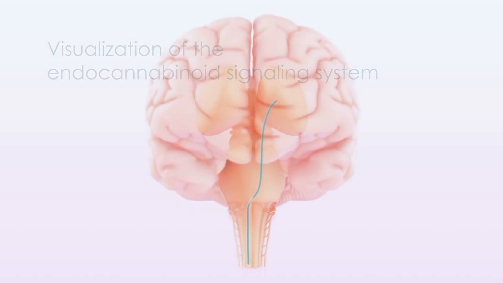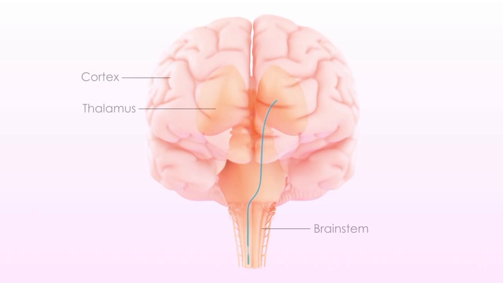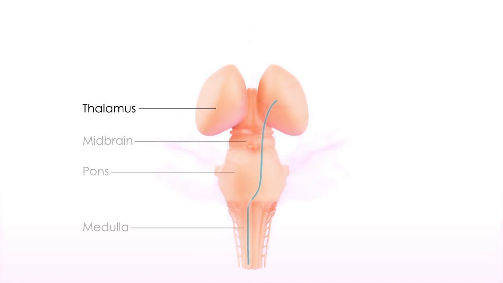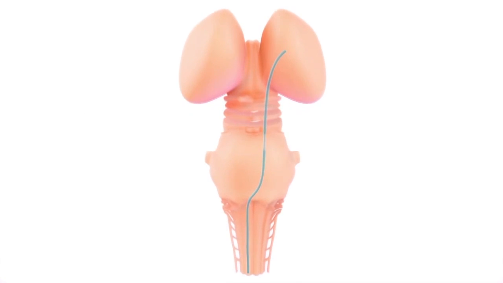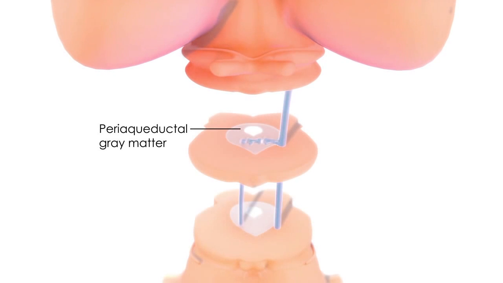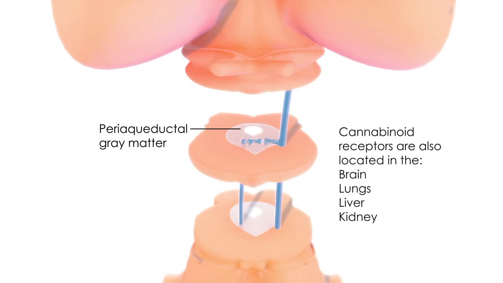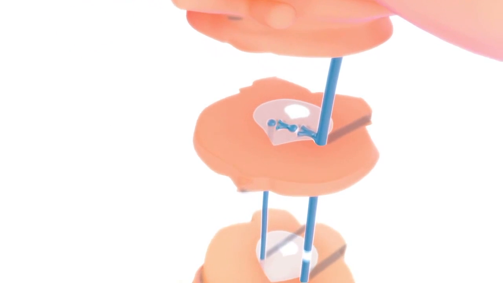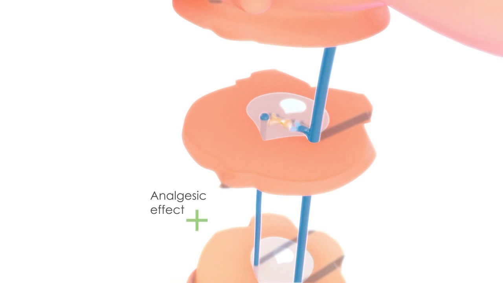In the normal transmission of pain, ascending nociceptive signals travel up the spinothalamic pathway to the thalamus, where they are processed and relayed to cortical and other areas. The ascending pathway also relays to the periaqueductal gray matter, an important part of the descending pain modulating system, where specific cannabinoid receptors are located. Stimulation of the periaqueductal gray is known to produce an analgesic effect.